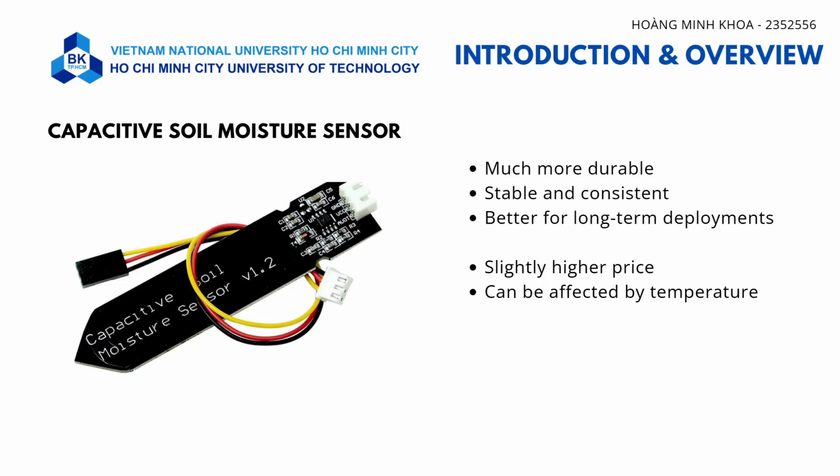It is much more durable, stable, and consistent. It measures moisture based on changes in soil dielectric permittivity, which is the capacitance measured in soil. It has no exposed metal parts, so there is nothing to be corroded. It is much more durable, and the only disadvantage of it is the price is slightly higher than the resistive moisture sensor.